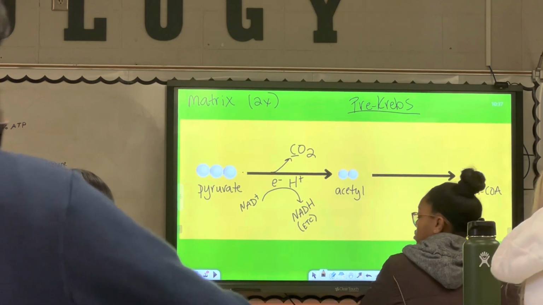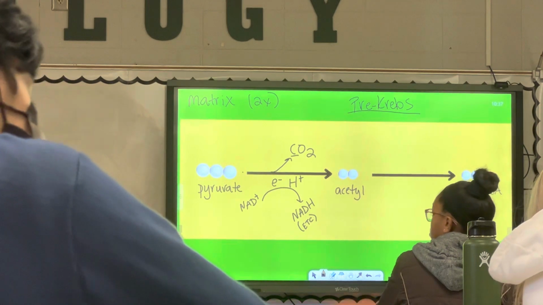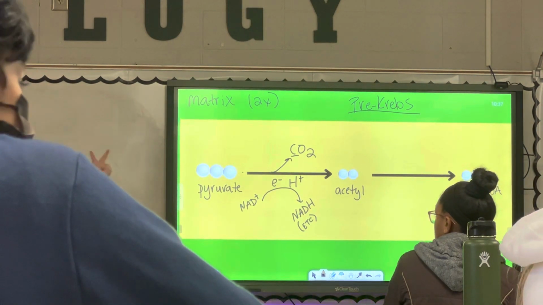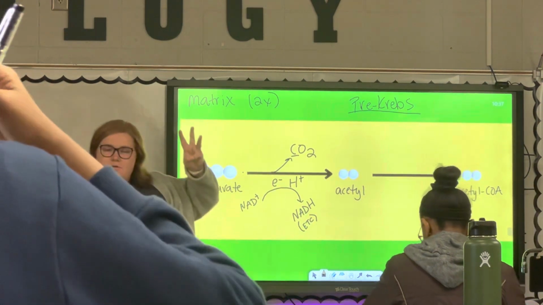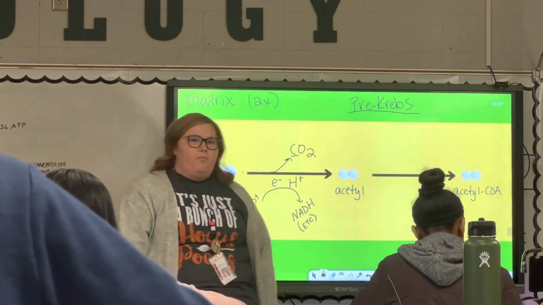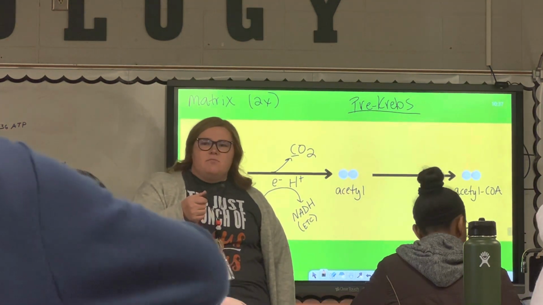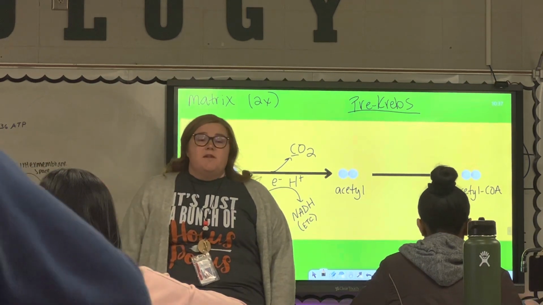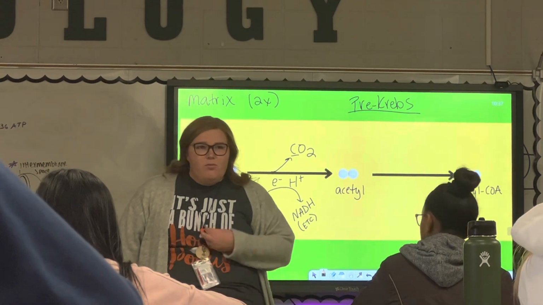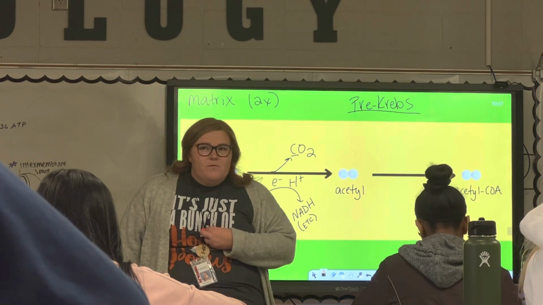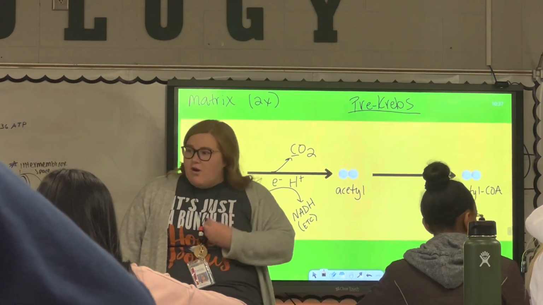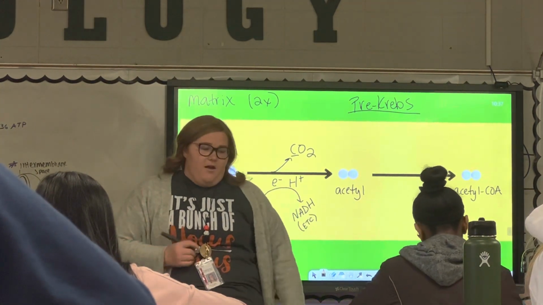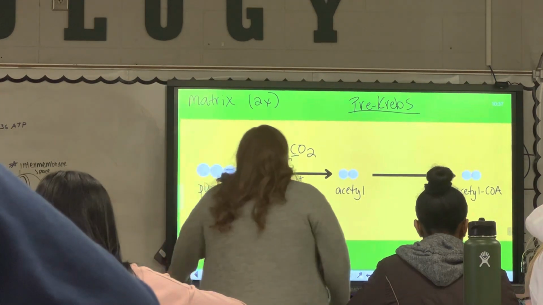Simple diffusion. Why simple diffusion? Small, it's non-polar, it's a gas. It's just gonna go high to low. Once it enters the cytoplasm, it's a product of cellular respiration, which means we breathe it out. So it's gonna exit the cells into our bloodstream, and we're gonna expel it out. Okay? So that's CO2 we're getting rid of.